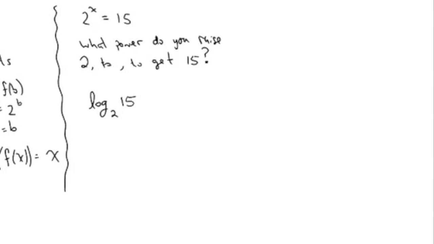There's also log in natural and base 10, but we're not going to be talking about them for a little bit. So this log base 2 of 15 is the same thing as f inverse of 15. So this inverse function really is this log base 2 thing. This is read log base 2 of 15, but in the long language it is, what power do you raise 2 to get to 15?